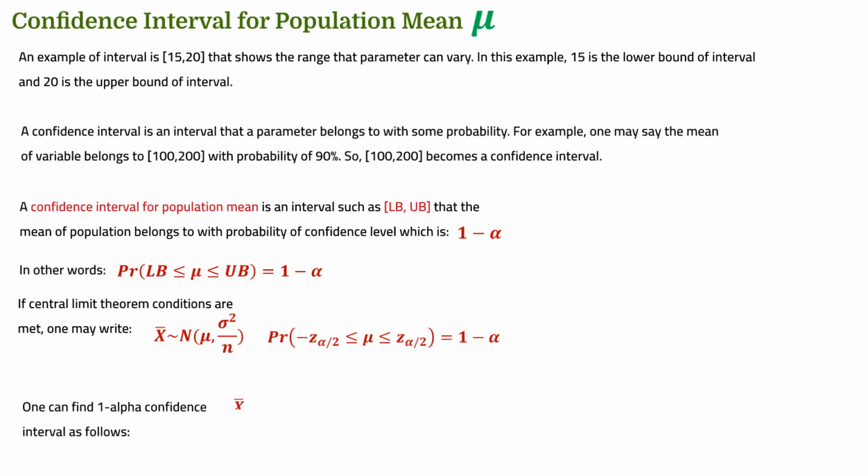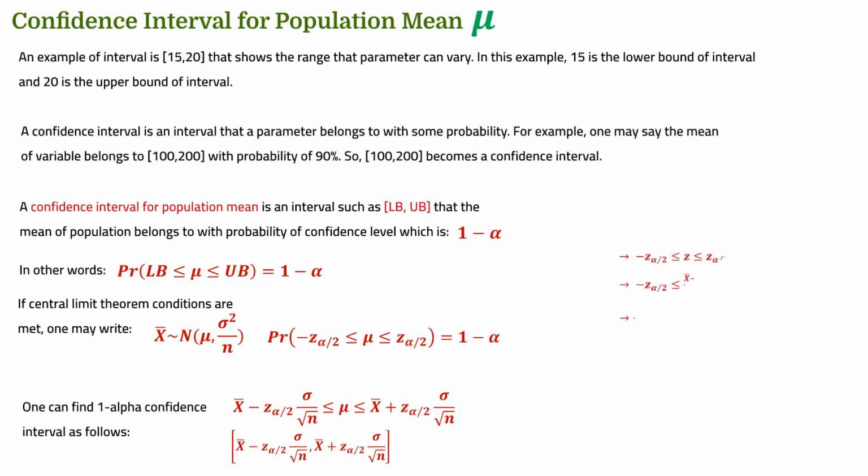One can find the 1 minus alpha confidence interval as follows. Mu is between X bar minus z alpha over 2 times sigma over square root of n as lower bound, and X bar plus z alpha over 2 times sigma over square root of n as upper bound. Or you can put them in brackets, and mu belongs to this confidence interval with the confidence level 1 minus alpha. And here's the proof of how the confidence level is derived, and you can look at it and see it for yourself.